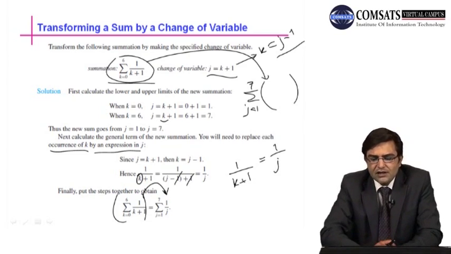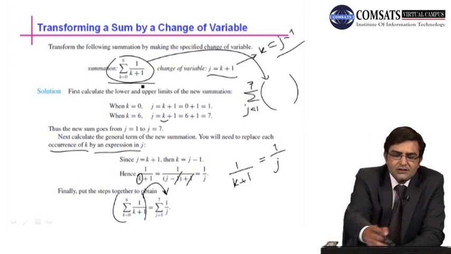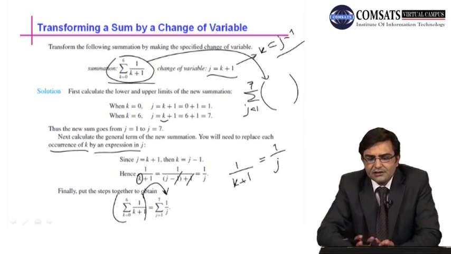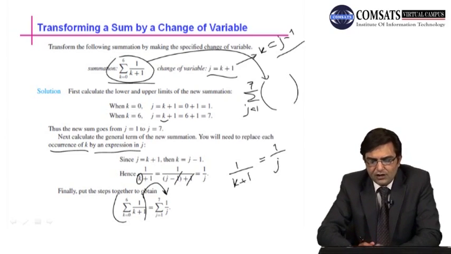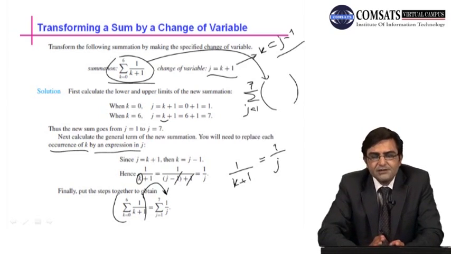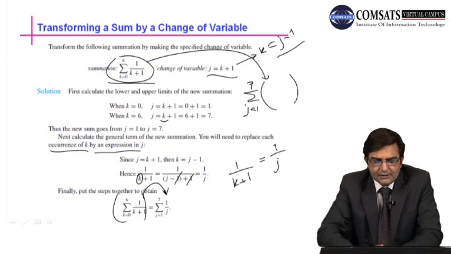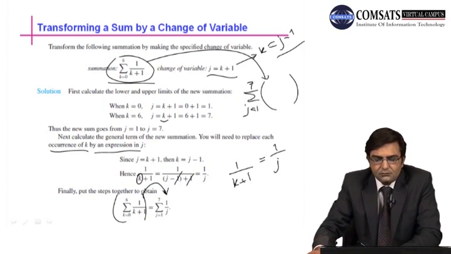So this is how we can change the variable in the summation, but we have to take care about all the terms of the summation, means lower limit, upper limit, and the general term of this summation. We have to change the variable in each place, or in each occurrence where this index occurs.